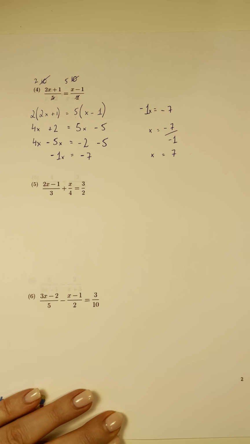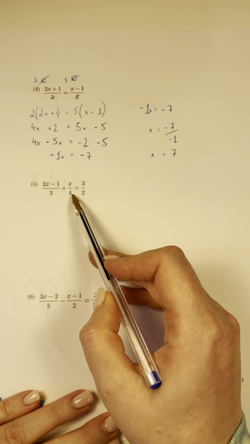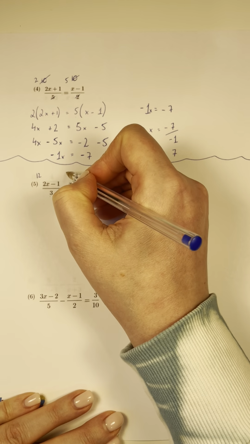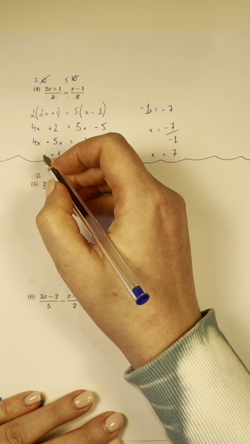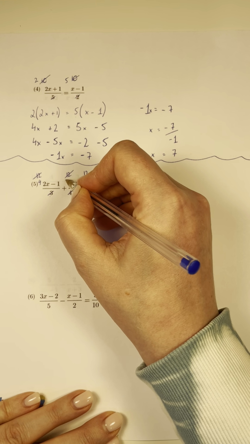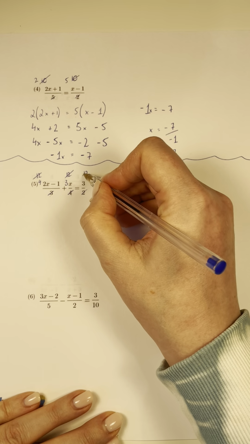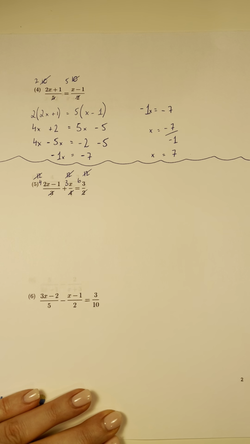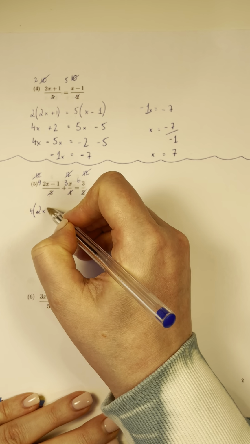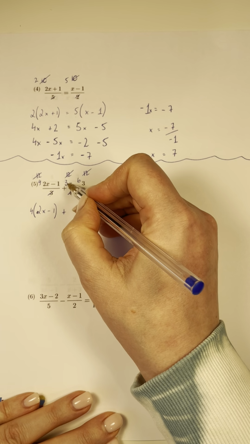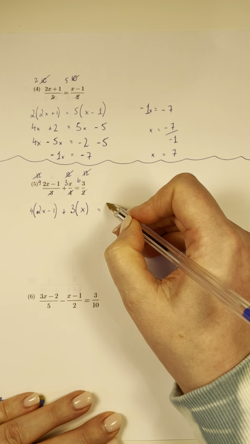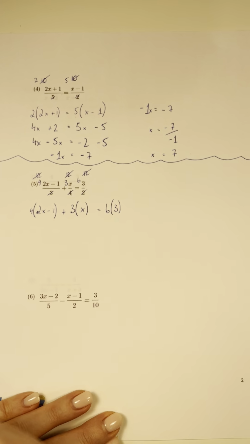Right, on to the next one. What's the common denominator of 3, 4, and 2? The lowest common denominator of that is 12. 3 into 12 goes 4 times. 4 into 12 goes 3 times. And 2 into 12 goes 6 times. So I need to rewrite that now. I do 4 times 2x minus 1 plus 3 times x equals 6 times 3.